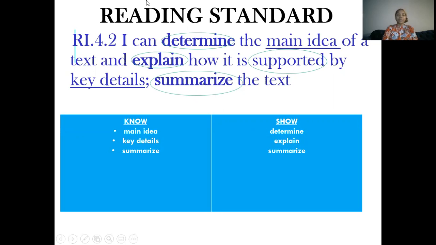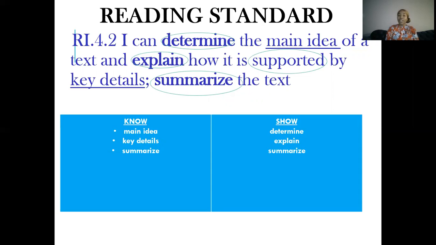Our reading standard for today is RI 4.2. I can determine the main idea of the text and explain how it is supported by key details. Summarize the text. There are three parts to this standard. The first part is determining the main idea. The second, explain how it's supported by key details. And the third, summarize the text.